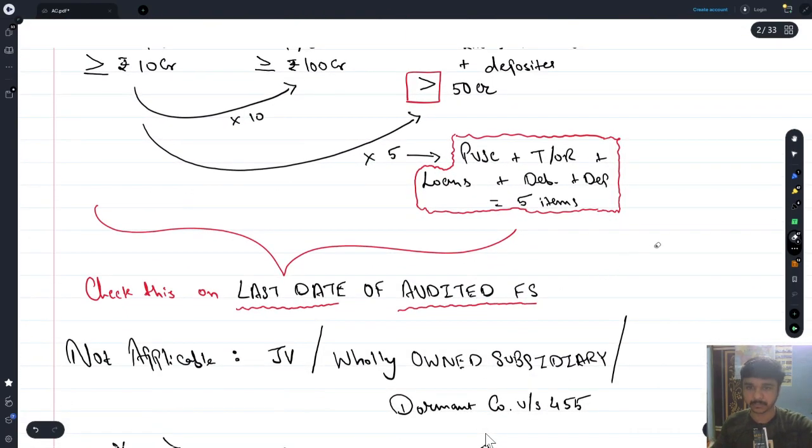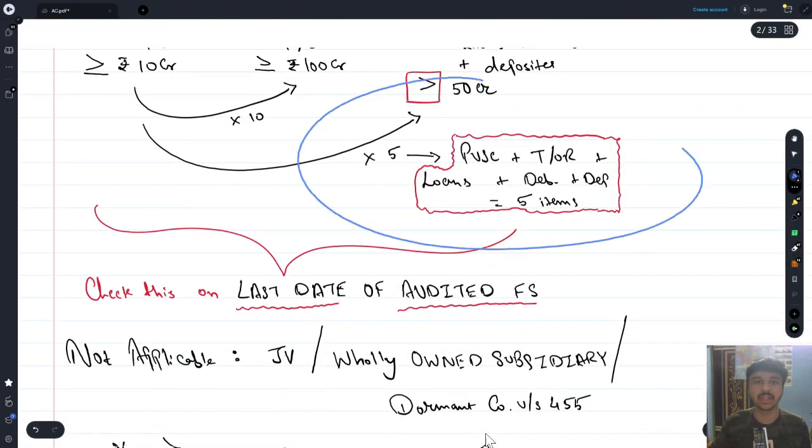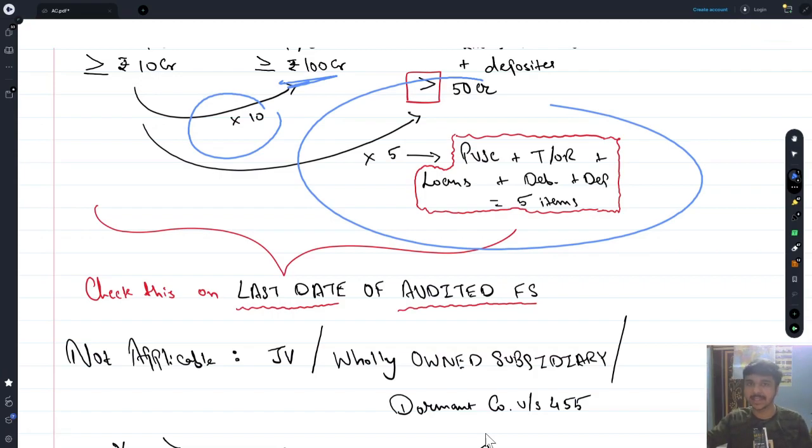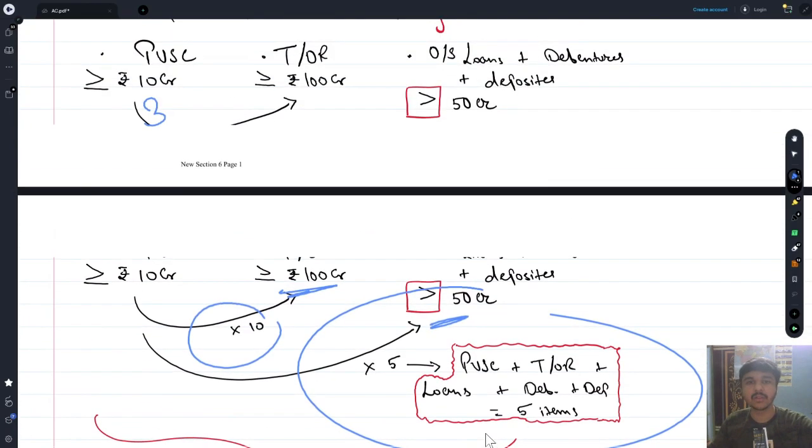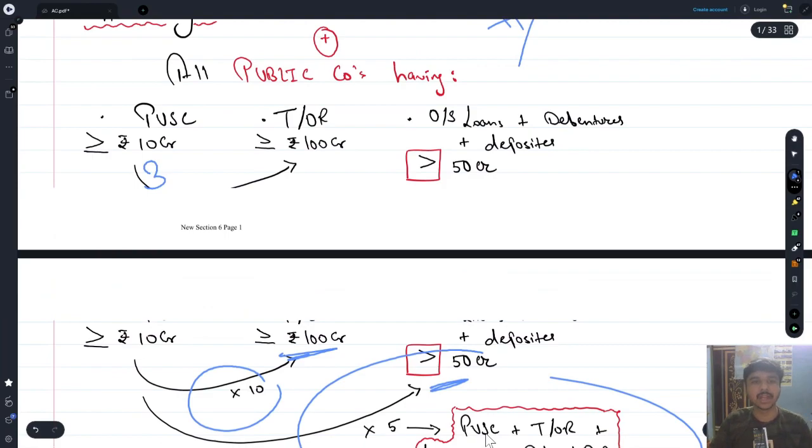So see, there's a simple formula that I have given here. If paid up share capital, you multiply it by 10, you come to the P&L, it comes to 100 crore, that is turnover. You're again going to balance sheet with the three components there: debentures, loans and deposits. Divided by 5, it's come to 50 crore, right? The other way of remembering this 50 crore is, see, there are total 5 components. One is paid up share capital, second is turnover, third is outstanding loans, fourth is debentures, fifth is deposits. So you have 5 components. So 100 crore divided by 5 gives you 50.